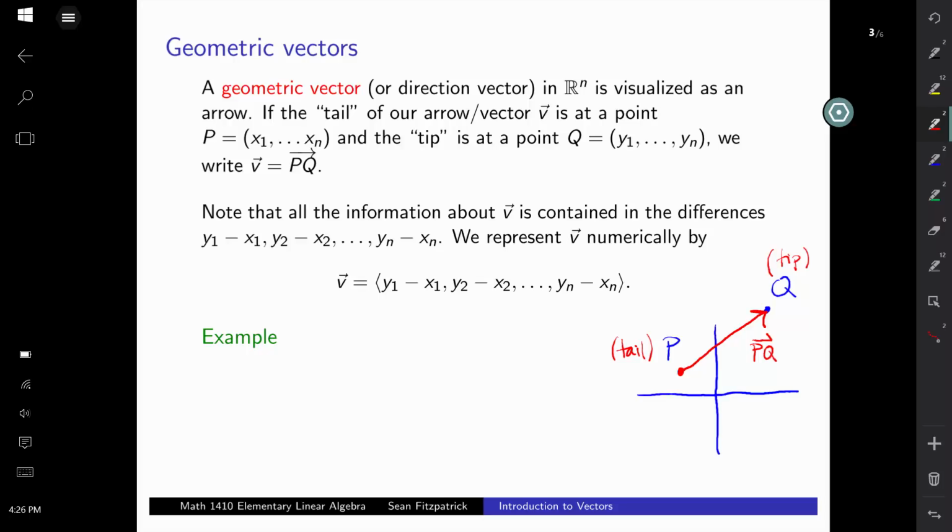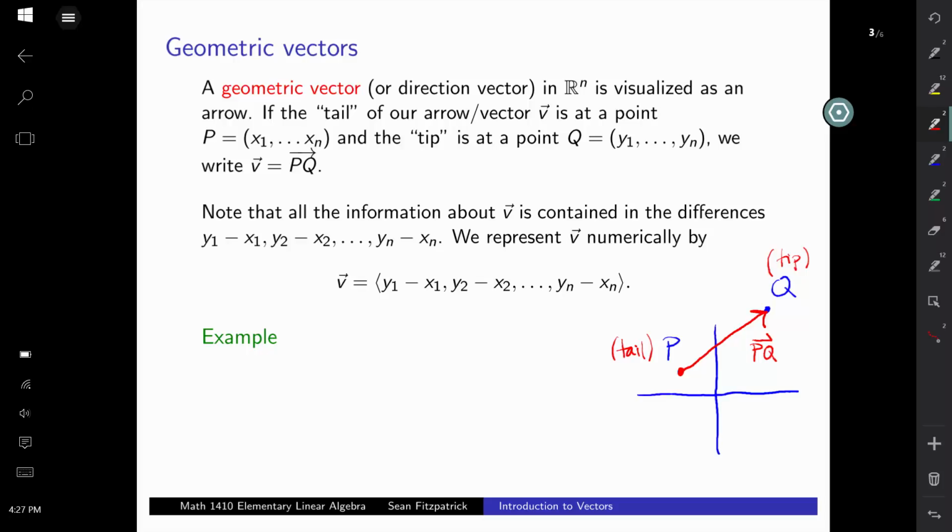And now this, I've drawn the two-dimensional picture, but this is a picture that you can draw in any number of dimensions. Well, okay, you can draw it in 2 or 3 dimensions. You can kind of imagine that you could do the same thing in higher dimensions, but you can't really draw the picture anymore. So the thing to realize here is that what's important about this vector, about the 2 points, is really the differences between the coordinates. So the difference between the first coordinates, the second coordinates, the third coordinates, and so on, right?